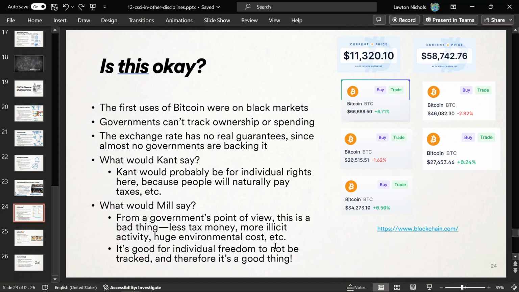So I guess a good thing about Bitcoin, about cryptocurrency, is that it's great for individual freedoms, so that you're not being tracked when you spend your money, and that's pretty nice to have privacy like that. So yeah, any thoughts about any of that?